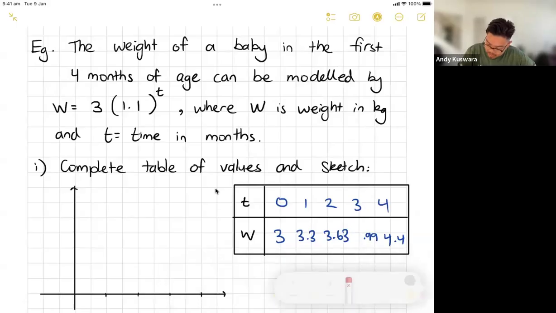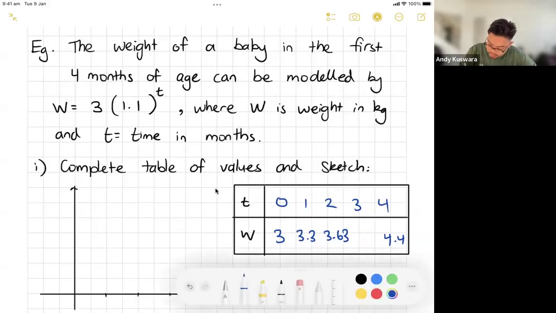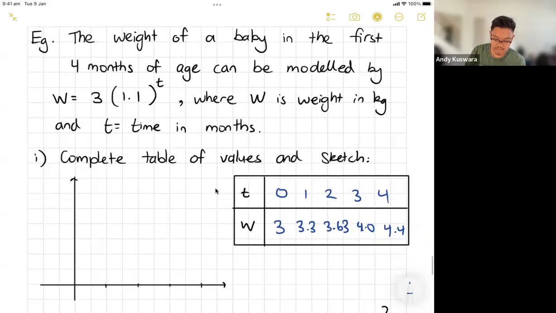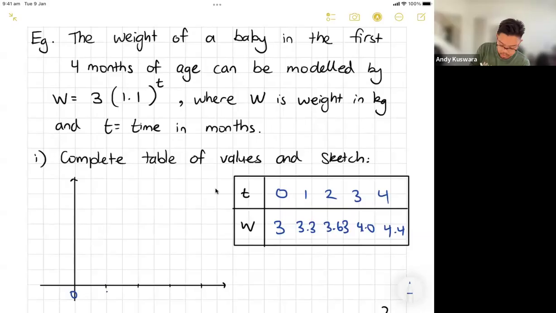Yeah, I want to round it to one decimal place. So this one will be 4.0. Okay, just to make my life a little bit easier. And so for this one here, I'm going to complete the table of values and hence sketch. So I'm going to say that's 0, 1, 2, 3, 4. That's nice. And I have to now pick an appropriate scale where the growth is in between 3 and 4.